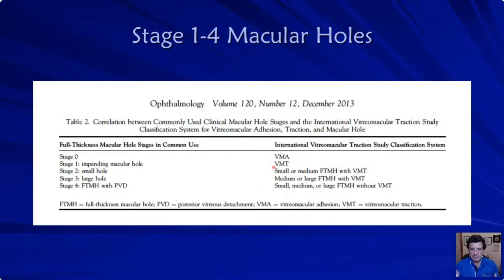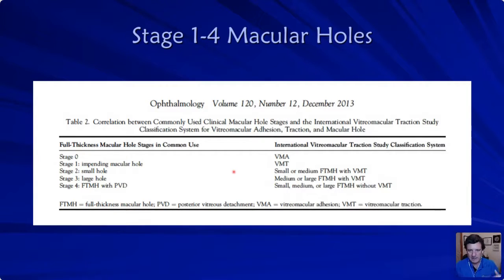So sometimes you'll hear them just refer. They don't really call them stage 1, stage 2, stage 3. You get the letter back, and they're just saying, yeah, it's a medium full thickness macular hole with vitreomacular traction, or it's a medium with vitreomacular traction, or it's a large hole without vitreomacular traction. So I'm just trying to help you out, as all of a sudden I start getting these letters. Well, help me out. Does that mean it's stage 2 or stage 3?